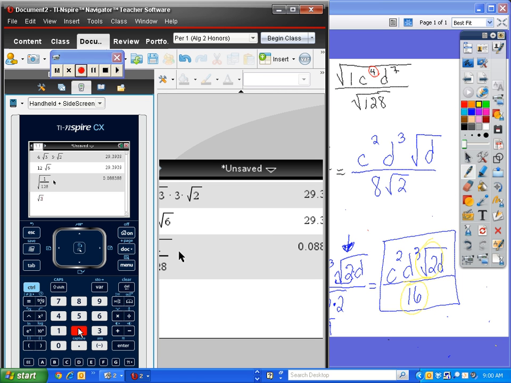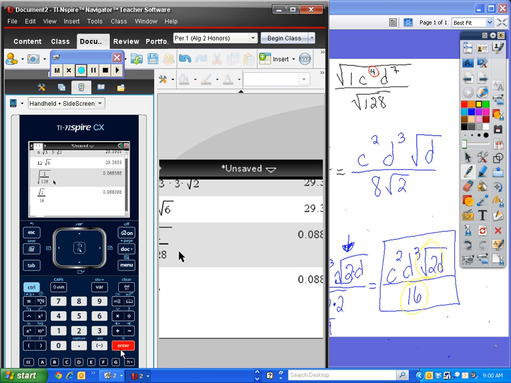Now to get out from underneath the square root, you hit the right arrow key, and then we're going to divide by 16. And our decimal should be the same. And if it's the same, I know that I've reduced correctly, and I know that I've done my math correctly. So you can always check your answers. You can use the graphing calculators, but the little scientific calculators do this as well.